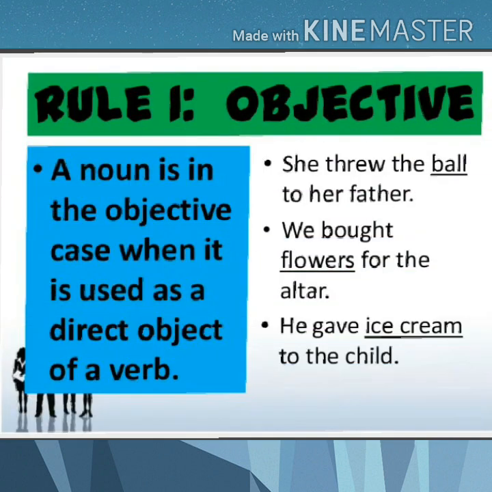Now see rule number 1 as an objective case. Noun is used as an objective. A noun is in the objective case when it is used as a direct object of a verb. For example, she threw the ball to her father. We brought flowers to the altar. He gave ice cream to the child. Here we can see that the ball, flowers, and ice cream are the objects of the verbs, and they are used as a noun in the objective case.